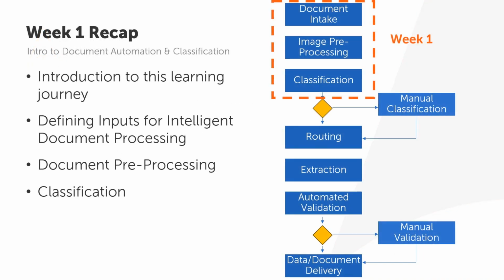Now, if you did complete week 1, you should have a great understanding of what end-to-end document automation means and why it's important to your organization. You should also be able to sit down and get hands-on with Automation Anywhere to do some document pre-processing to make a document ready for use. And you should also be comfortable building a classifier and building the TaskBot alongside it.